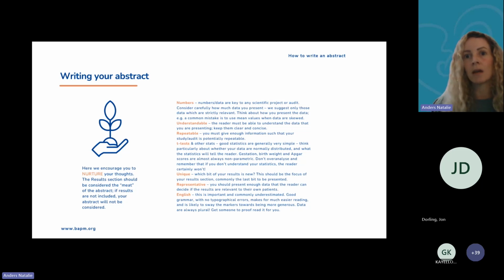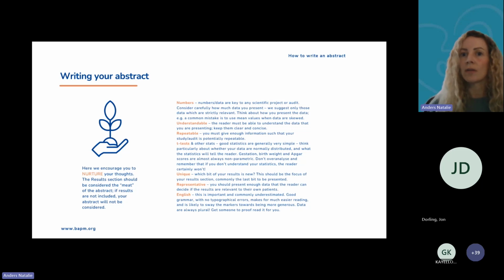So it needs to be unique. Which part of your results are new? This should be the focus of your results section, commonly the last bit to be presented. And representative. You should present enough data that the reader can decide if the results are relevant to their own patients. And English. This is important and commonly underestimated.